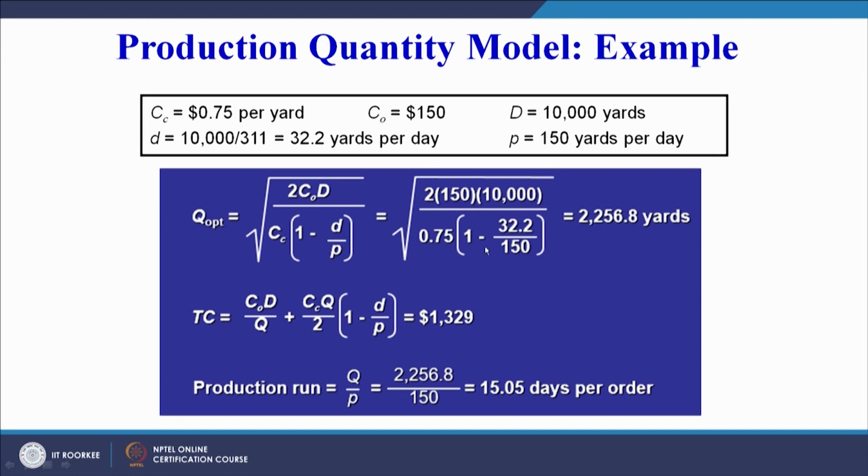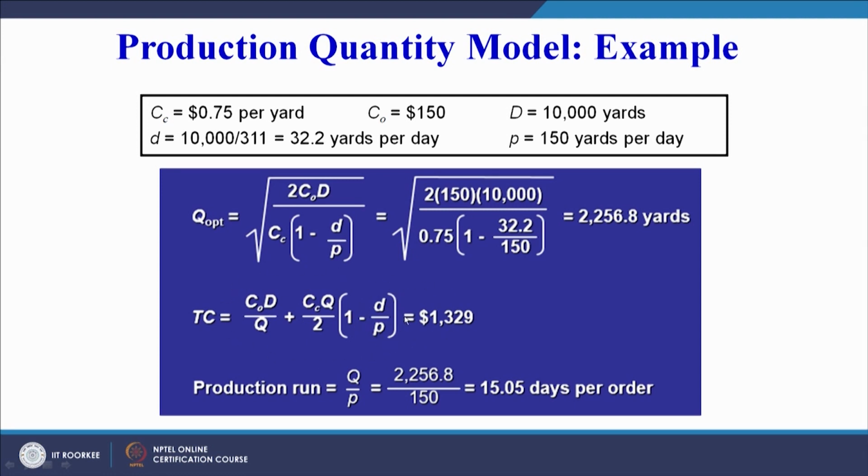So if we put all the values here, we can see that we get the Q optimum as 2256.8. So we can safely assume 2257 yards. So TC, total cost, we can calculate as per the Q optimum value. We will put the Q optimum value here and here, putting this 2257 yards at this point and this point. Annual demand we know, ordering cost we know, demand rate we know, production rate we know.